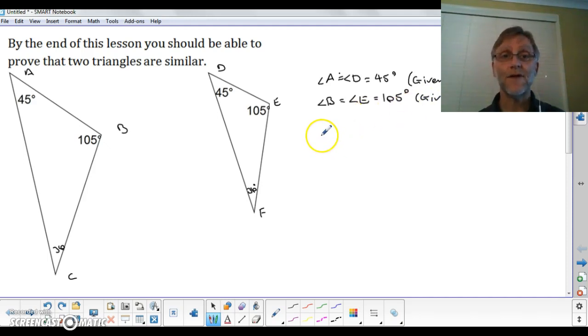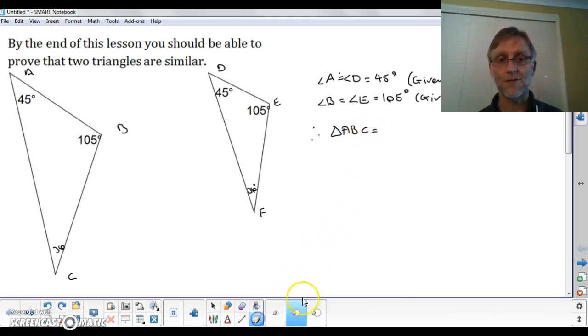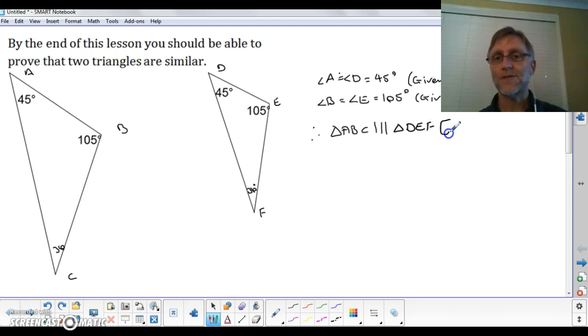And that is enough to say that, therefore, triangle ABC is similar to, and here's a new symbol. I'm going to write congruent, but I actually want to use the symbol for similar to. It's three lines, one all up and down. So it's similar to DEF because they have equal angles.